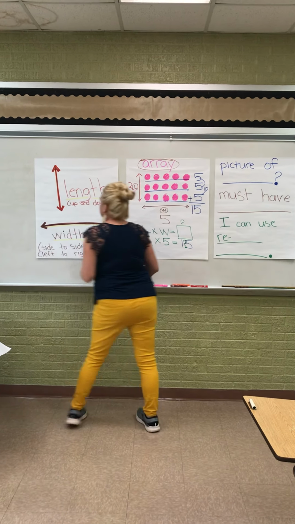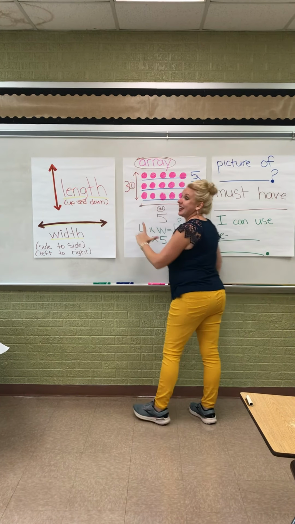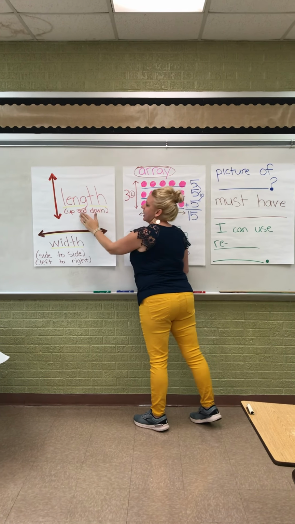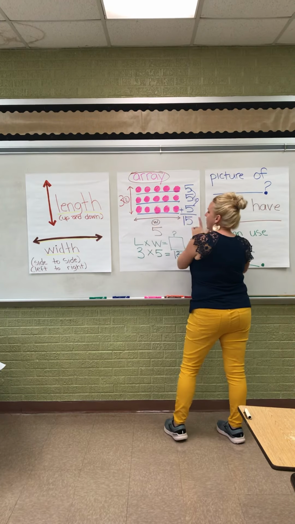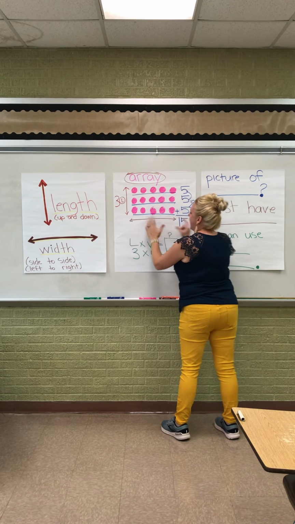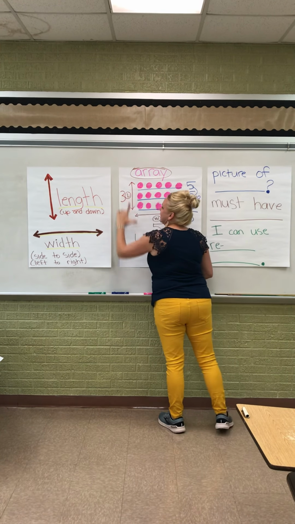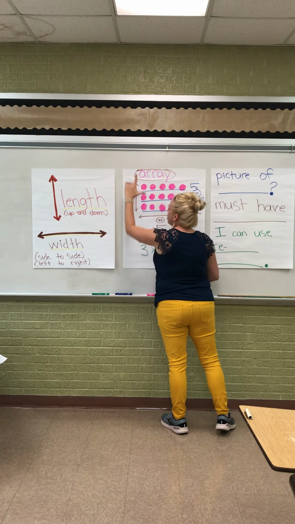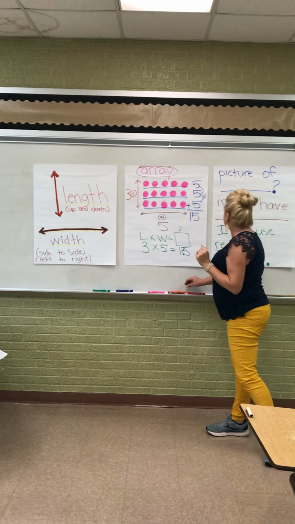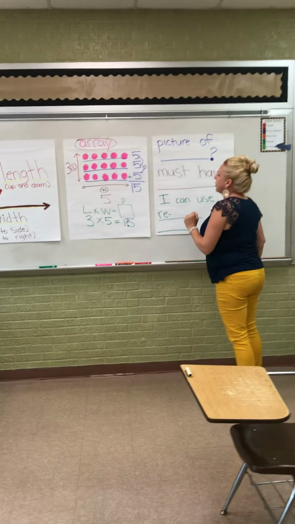Okay, so now, let's think about everything that we learned. So let's practice one more time. Everybody say length. Length goes up and down, okay? Width goes left to right. My left to right is my row, and my length is my up and down. Those are my columns. Okay, so now let's recap. Let's come over here and let's talk.